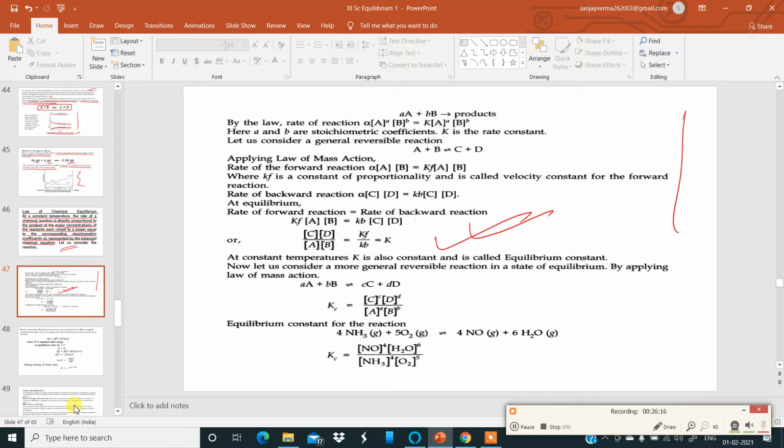Now if you take a general reaction, it becomes like this. Now if you take the reaction of catalytic oxidation of ammonia, then the equilibrium constant can be represented in this manner.